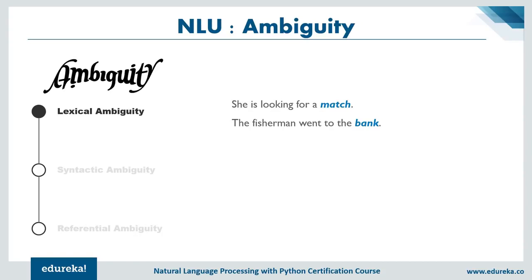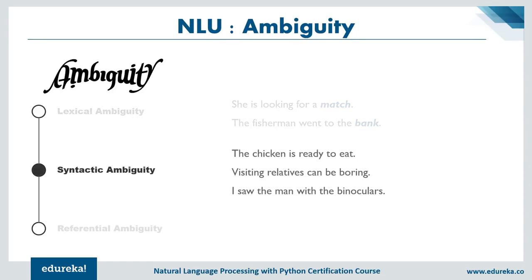Now the second sentence here, we have: the fisherman went to the bank. Is it the bank where we go to collect our checks and money, or is it the river bank we are talking about here? Sometimes it is obvious that we are talking about the river bank, but it might be true that he's actually going to a bank to withdraw some money. You never know.